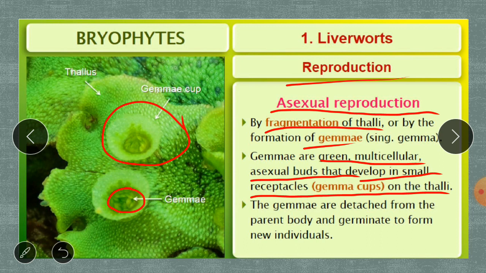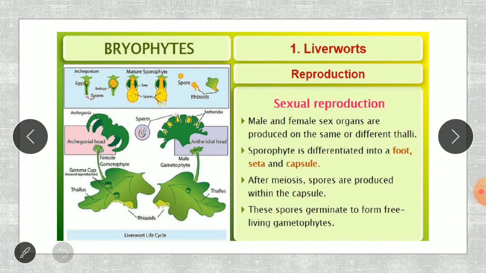Now these gemmae are detached from the parent body and germinate to form new individuals. So they are something like seeds, you can say. They are found in the gemma cup, attached to the thallus body, and after maturation they get detached or separated from their parent and grow into a new individual.